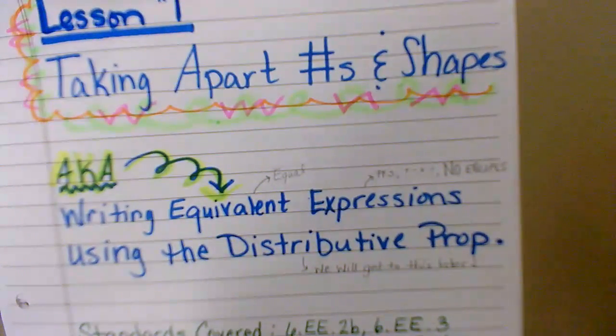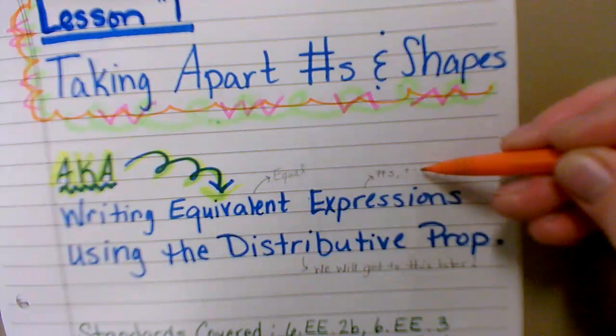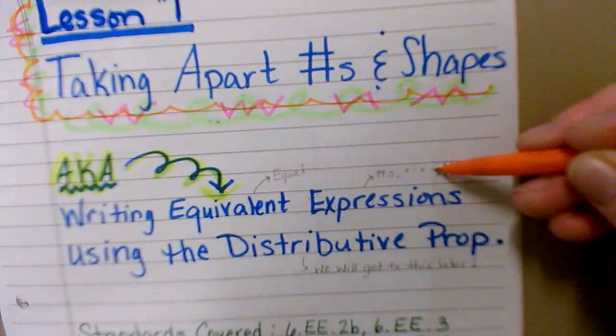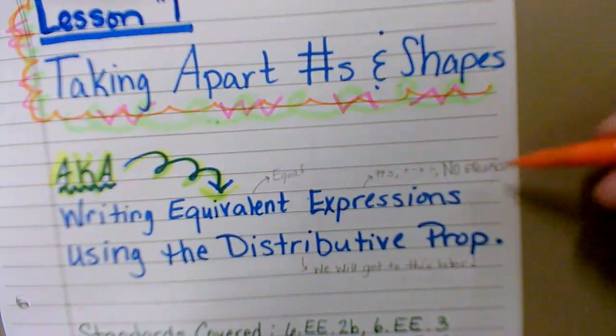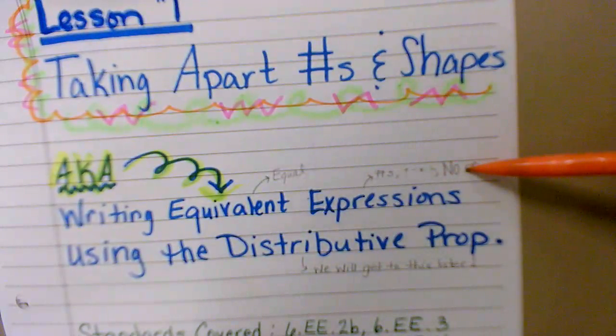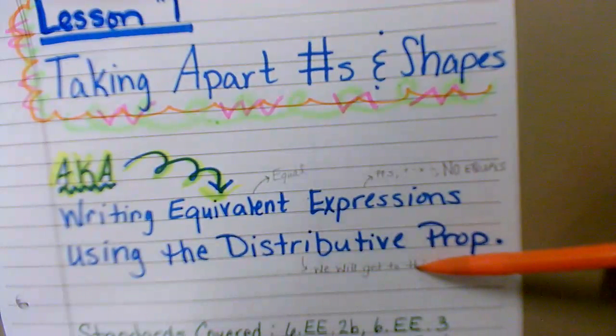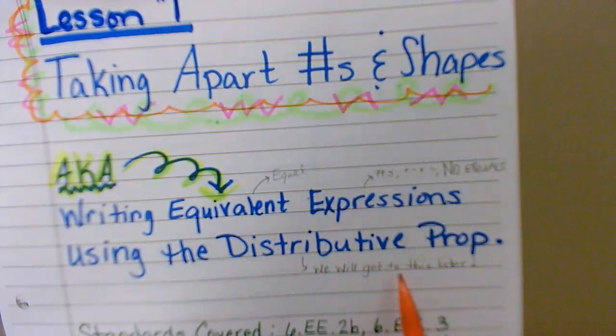And expressions we've already covered. Expressions are things that have numbers, an add, a subtract, a multiply, a divide, and no equal sign. So we're going to be writing equal expressions using the distributive property. Now, the distributive property I put down here, we will get to this later. We're not going to cover that today. We're just going to work on a little bit of background knowledge.